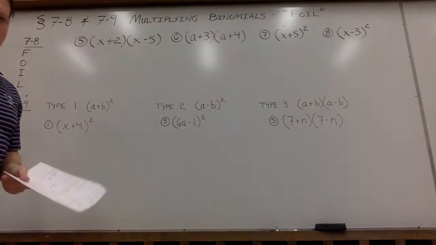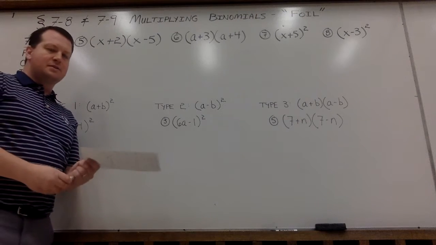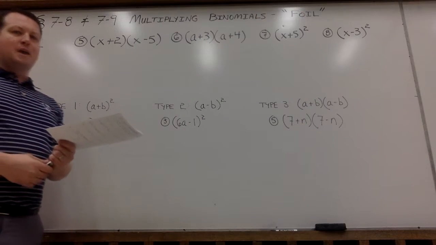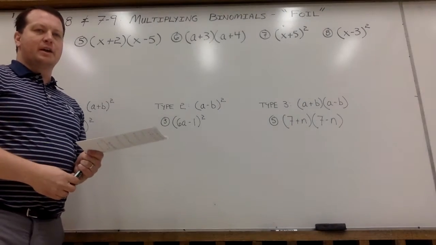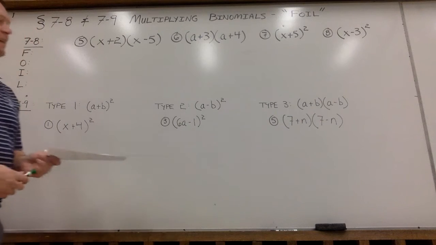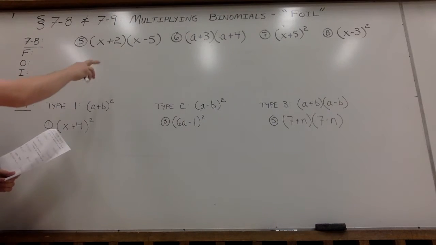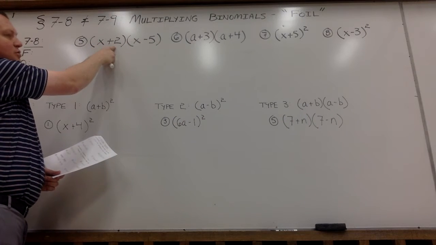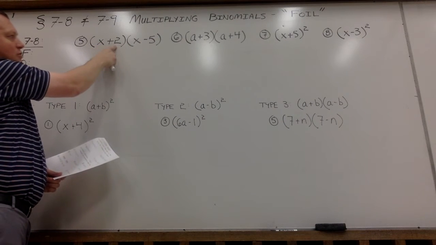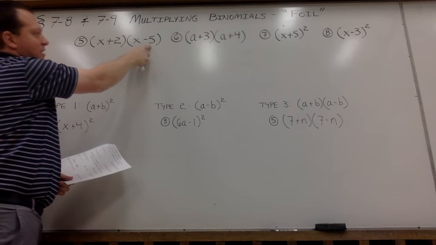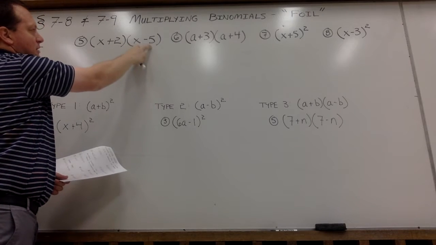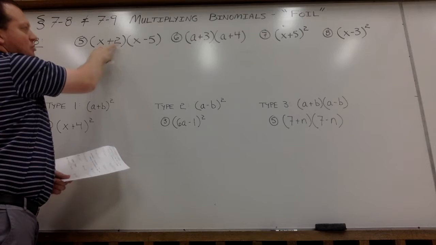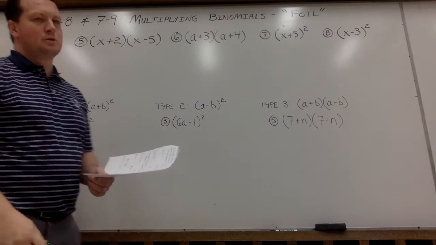And in algebra, what FOIL stands for is my acronym for multiplying two binomials together. And a binomial, again, is just an expression that has two terms. So like x plus 2 is a binomial because there's two terms, and x minus 5 is a binomial, another two terms. So I'm taking two terms times two terms.